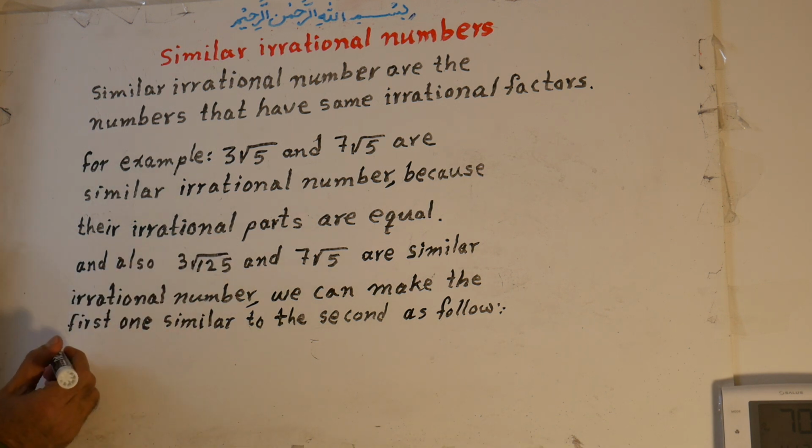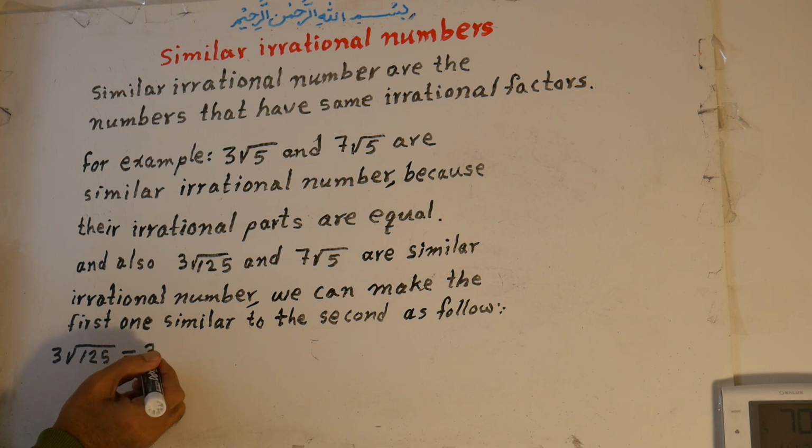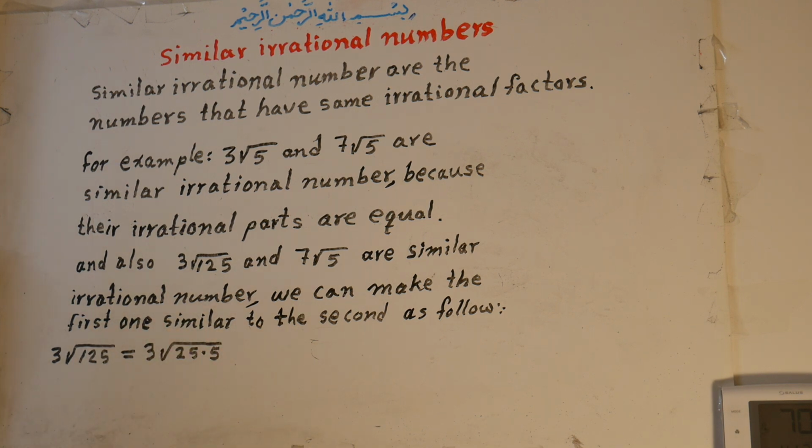This first one is 3 square root of 125. Now we can factor this into two factors: 3 square root of 25 times 5. 25 times 5 is 125.